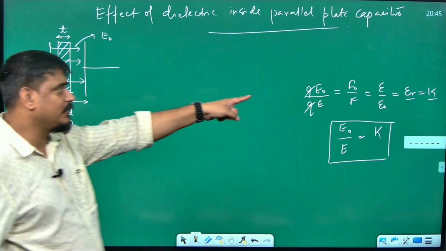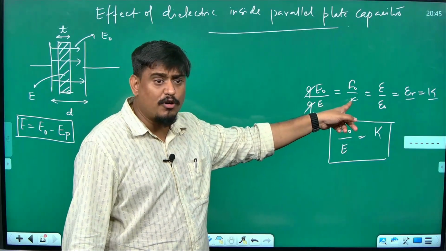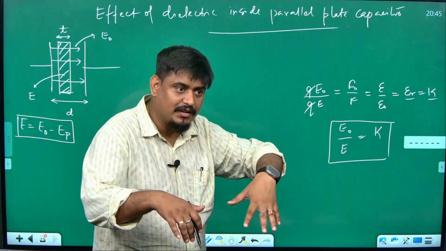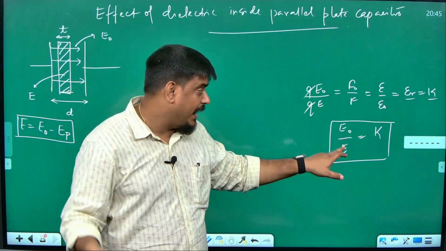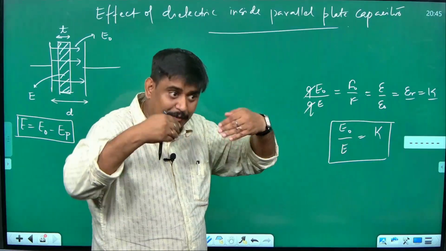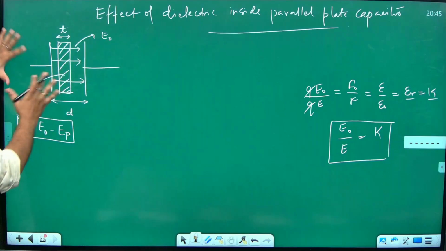Because F naught is the force between the charges with no medium, empty space, and F is the force between the charges with some medium in between. Same way, E naught is the electric field without medium, and E is the electric field with medium. So, coming back to here.